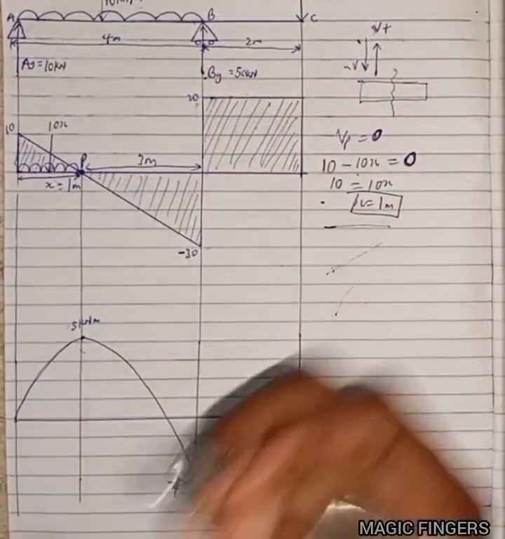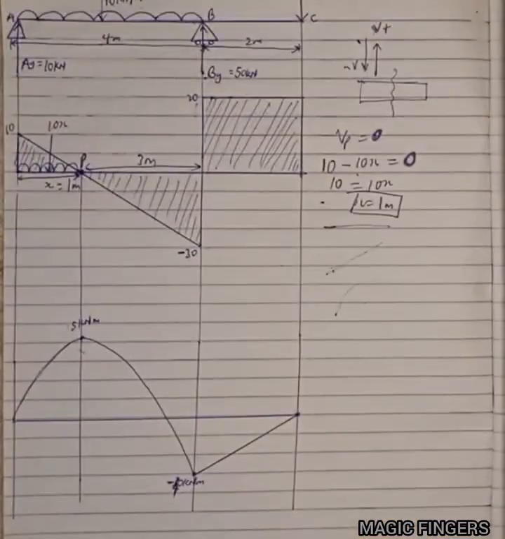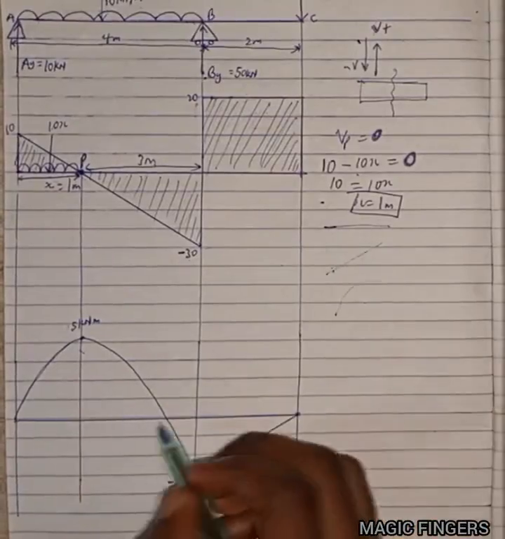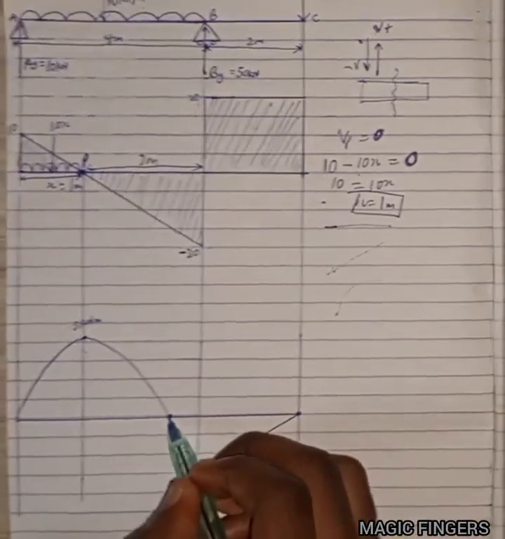Now, next thing is that what? How do we get our point of contraflexure? That point of contraflexure is actually where your bending moment diagram cuts your x-axis. Where the bending moment diagram is what? 0.